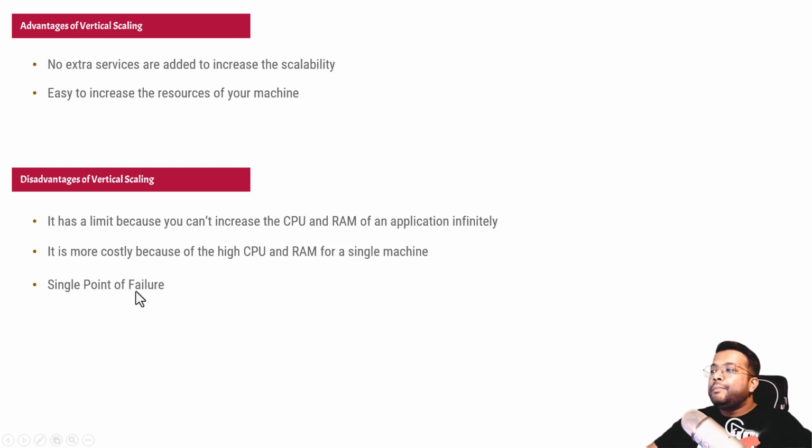Again, there will be a single point of failure. Let's say you are deploying only a single machine and you are increasing the resources. If that machine goes down, then all your application will go down. Users will start receiving errors. So that becomes a single point of failure. So these are the advantages and disadvantages of vertical scaling.